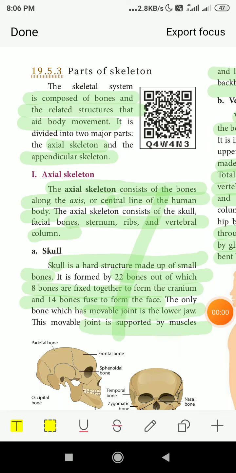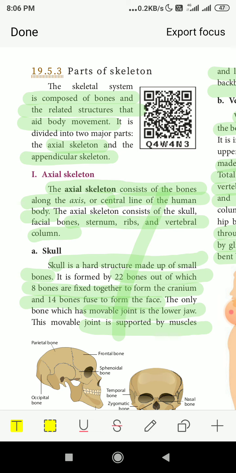Let us start the next part of the lesson. Parts of the skeleton. The skeletal system is composed of bones and related structures that aid body movement. That means the skeletal system is made up of bones and related structures. What are related structures? The muscles, the tendons, and ligaments.